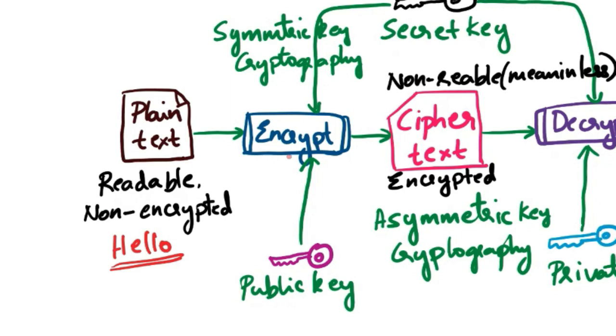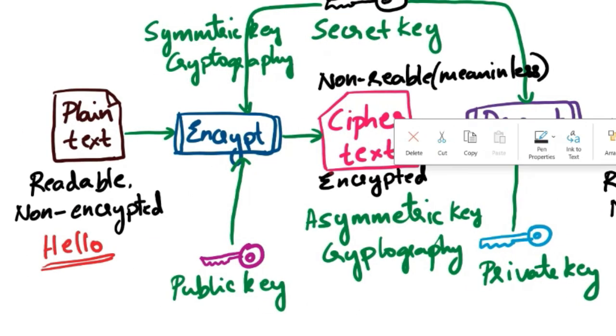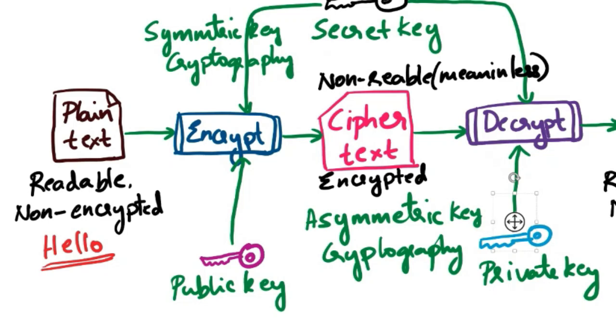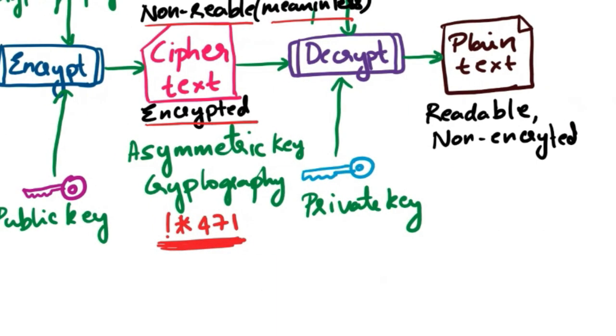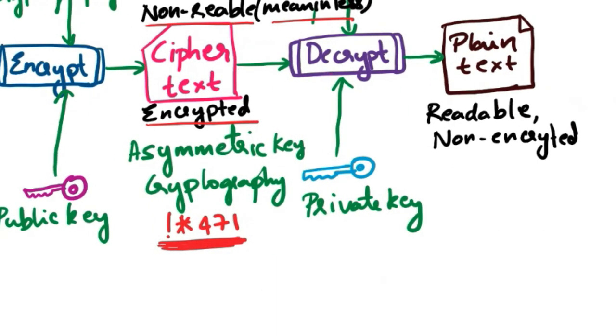You are encrypting it, sending it through an encryption engine, and then you get your ciphertext. Ciphertext of hello might be something like this. This is non-readable and it is encrypted and it is meaningless. You cannot see this and say it is hello. So if you want to make sense of it, you have to decrypt it and then you get back hello. This is the readable plain text format.